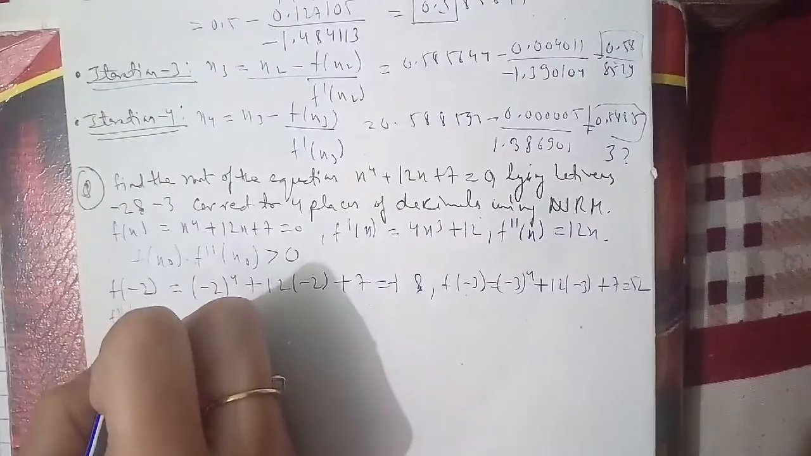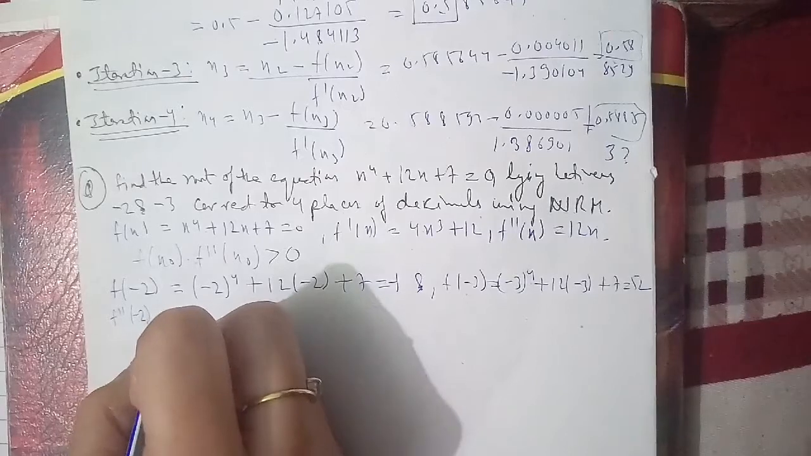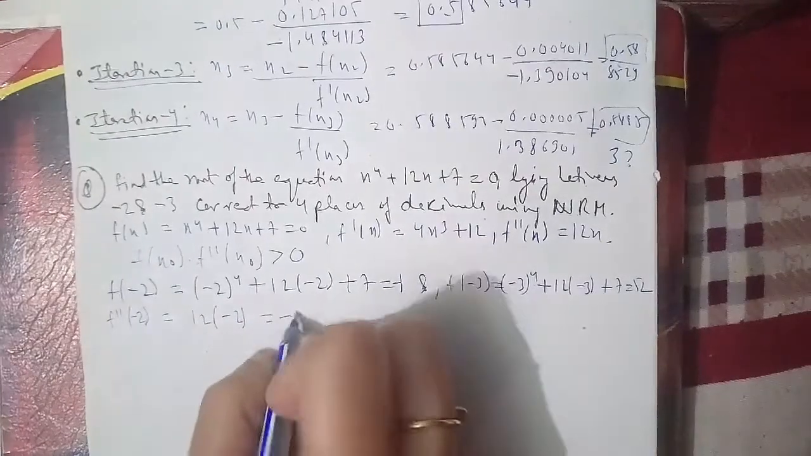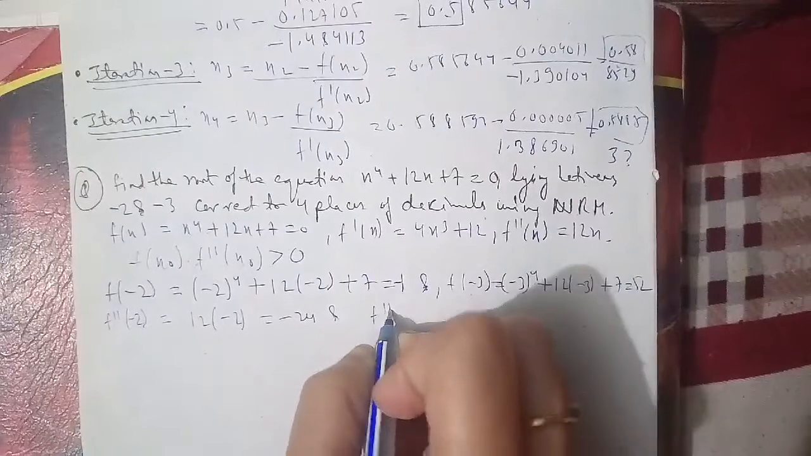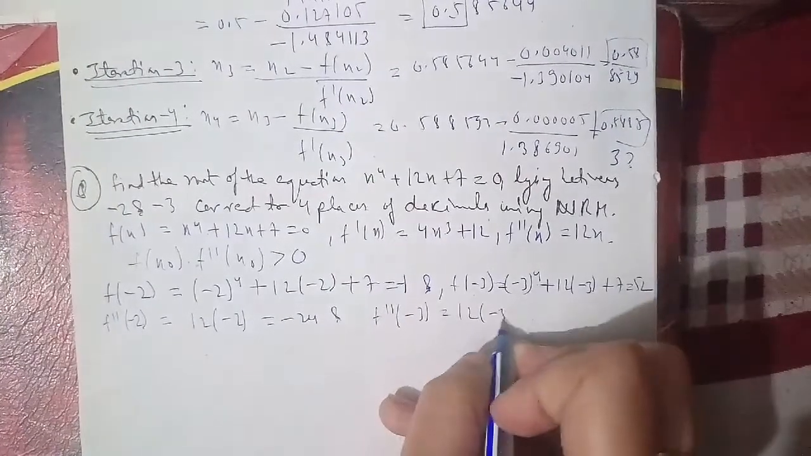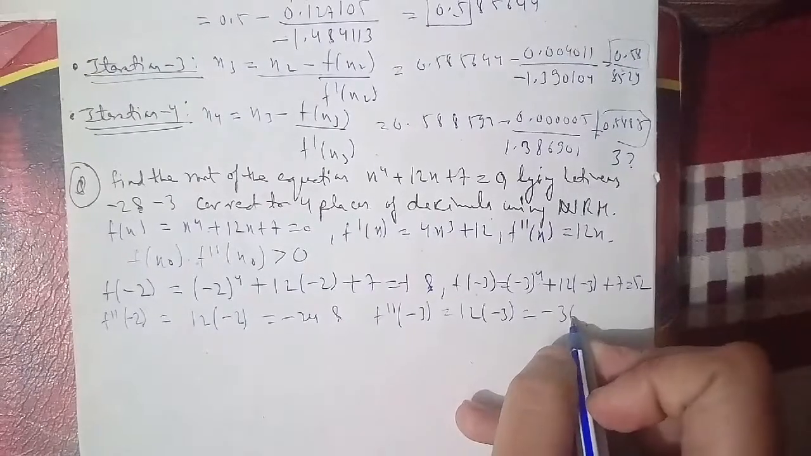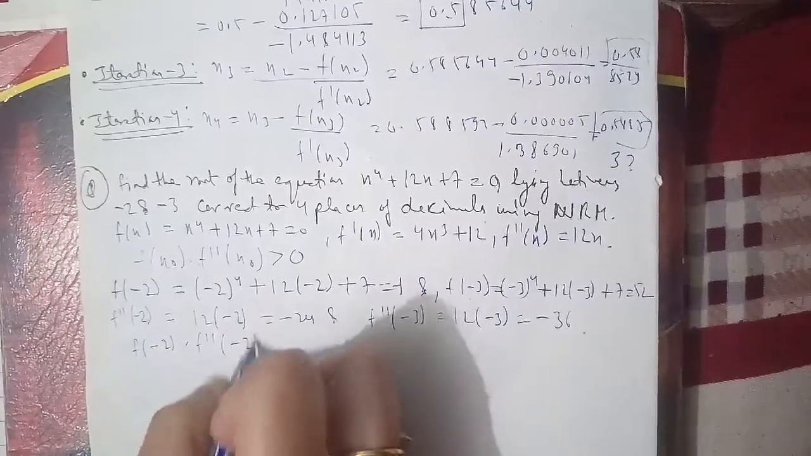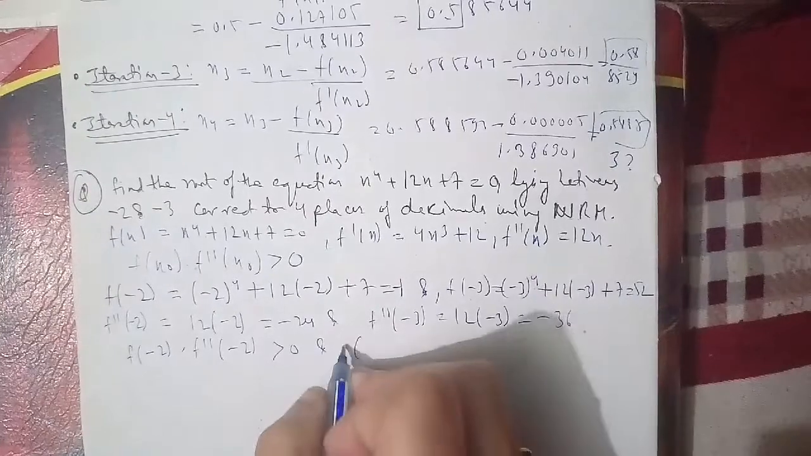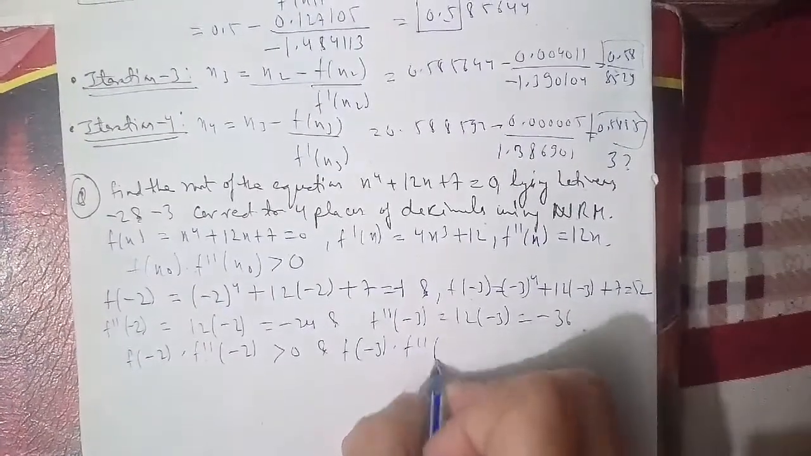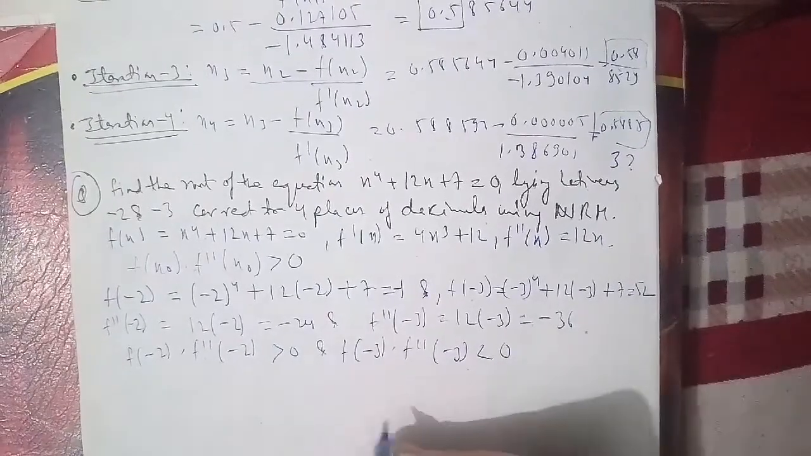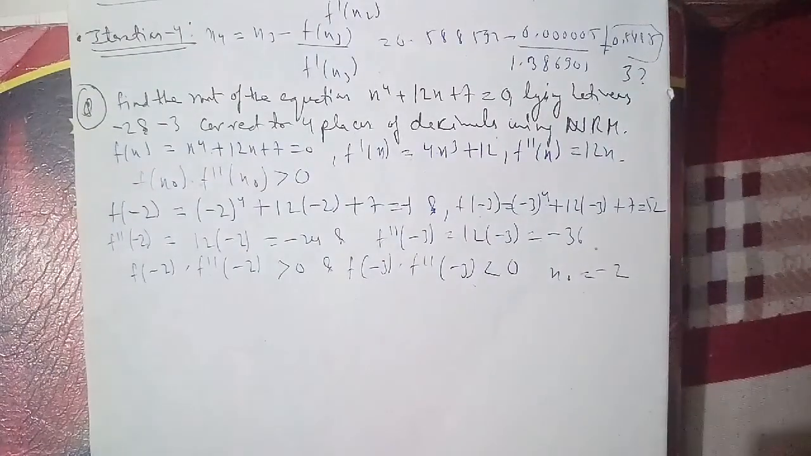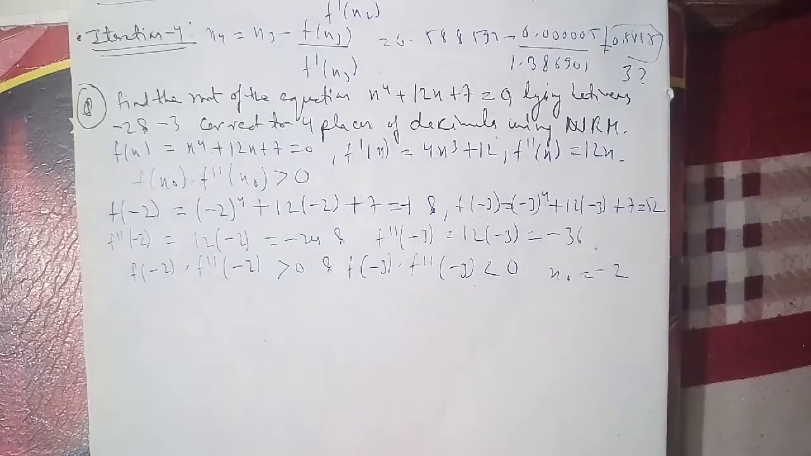f''(-2) = 12(-2)^2 = 48 and f''(-3) = 12(-3)^2 = 108. Here f(-2) times f''(-2) is greater than 0, and f(-3) times f''(-3) is less than 0, so we take x = -2 as the initial approximation. So for iteration 1 we go ahead.